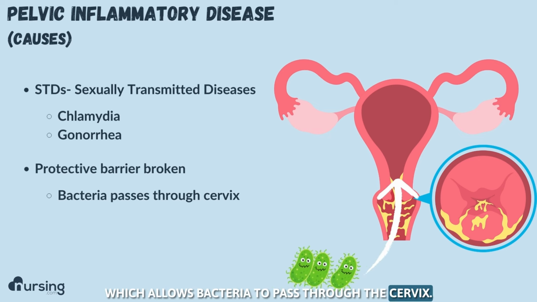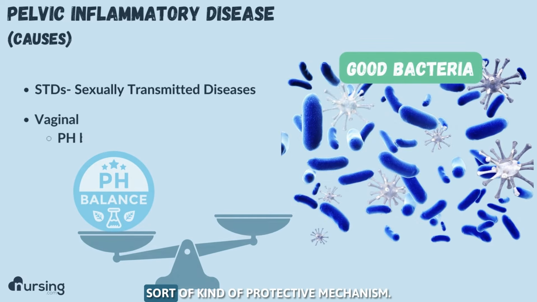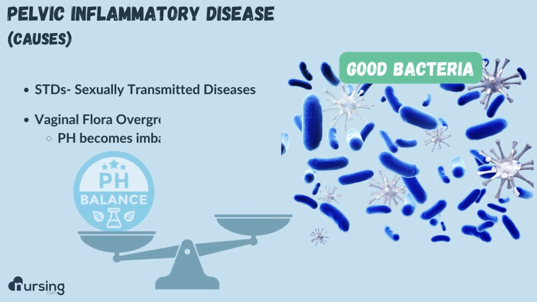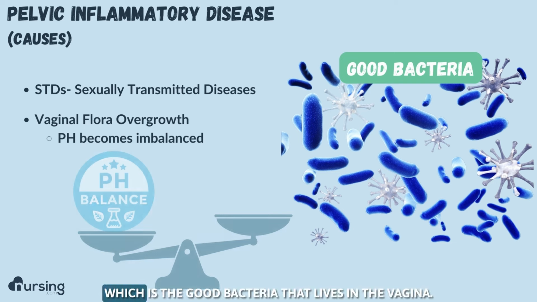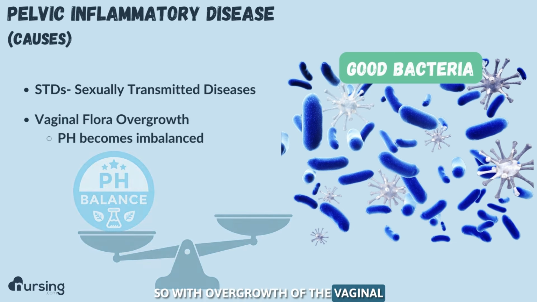pass through the cervix. So the body has another kind of protective mechanism, and this is the vaginal flora, which is the good bacteria that lives in the vagina. So with overgrowth of the vaginal flora, it throws off the pH, and it makes it more susceptible to infection.